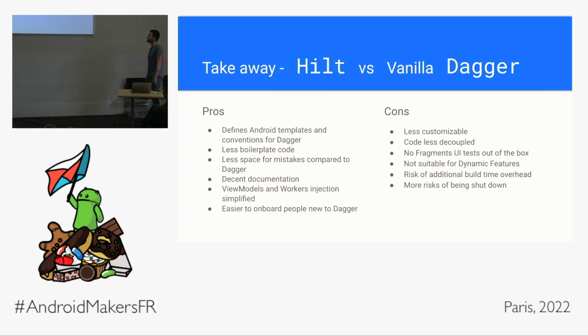The fragment UI tests don't work out of the box, and the reason is what I told you before about the fragment not being attached to a Hilt activity. So you will have a bit of code to write to make it work, but not out of the box. It's not suitable for dynamic features, which may be a showstopper for you. To me, with my previous architecture model, with all those different Gradle modules, I thought it would enable me to use dynamic features, but actually I never used it. So that didn't stop me from using Dagger Hilt.